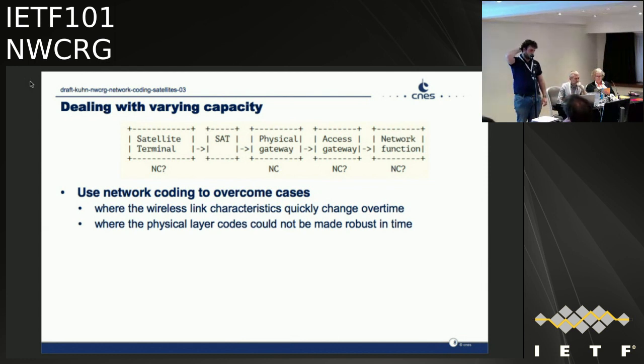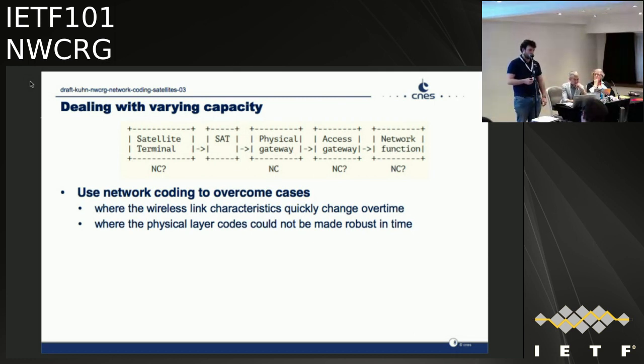So this is basically we have the satellite terminals, the satellite, the physical gateway, the access gateway, and then some network functions. Network coding can be applied at lots of different levels for this use case. For what you have deployed today, when you have moving users, for example in Marsat systems, when your signal is interrupted because there's a tree or whatever, then you have burst losses that can be recovered by using network coding schemes at a higher layer than the physical layer.